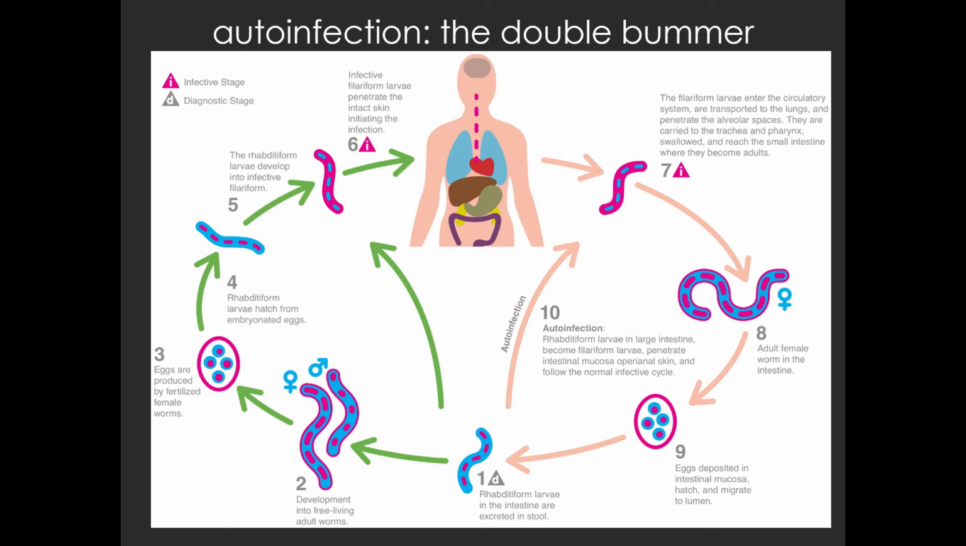So here is what strongyloides does. Let's start at the bottom, number 1. The larvae in the intestine are secreted in the stool. They develop into free-living worms. They cruise around, they find a mate, they make some babies. The babies hatch into larvae, and they become these infective filarial worms. And they penetrate intact skin, initiating the infection. So these are common in the soil, so walking around with no shoes on allows them to burrow into your skin.